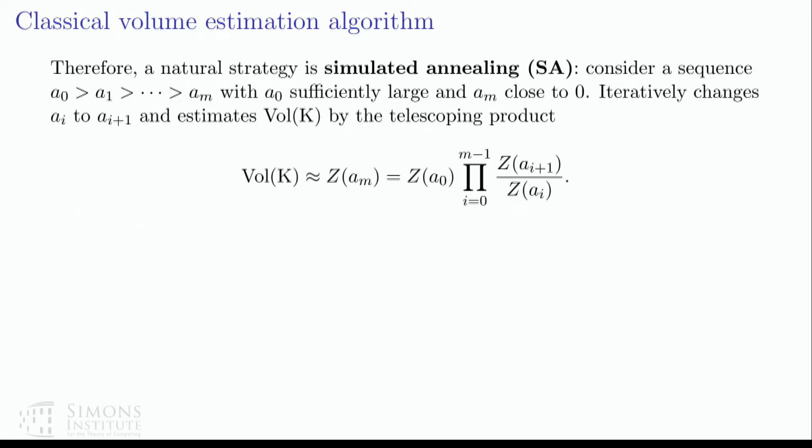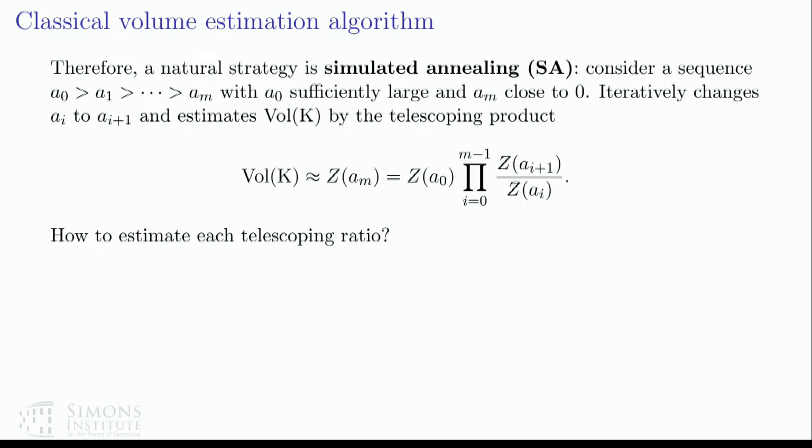So I think this is really going to motivate us, and in particular, this corresponds to the simulated annealing strategy, where we consider a sequence of values from A0 to A1 to AM, where A0 is sufficiently large, but finally AM is small enough that it is very close to 0. We iteratively change the values from AI to AI plus 1, and we estimate the volume of the convex body by a telescoping product like this.